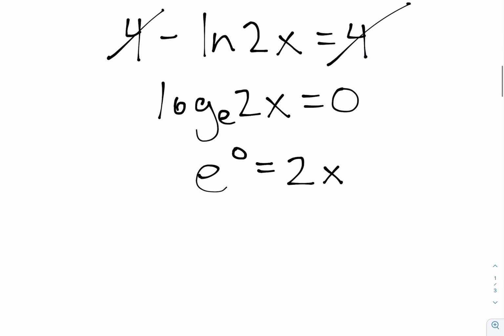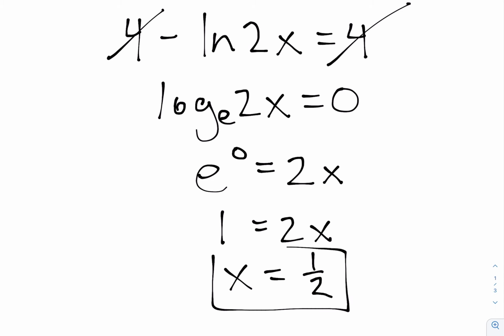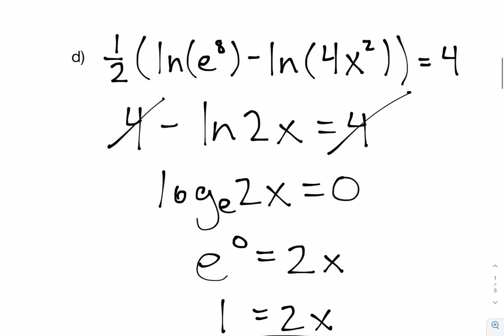Okay, now if we know what e to the 0 is, right? e is just a constant, 2.718, and so on. To the power of 0, anything to the power of 0 is 1, so 1 equals 2x. Divide by 2, we get x is equal to 1/2. Now if we plug that into our original equation, just make sure it's greater than 0 here.